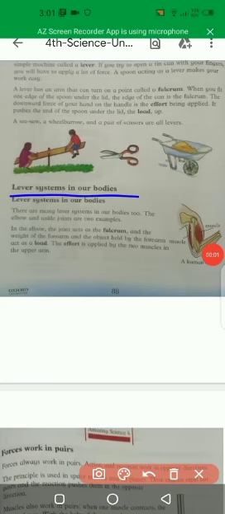Lever system in our bodies. Our elbow or ankle joint works as a lever system. In the elbow joint, the joint acts as the fulcrum. The weight of the forearm is the load and the effort is applied by muscles. So we can say the elbow joint of our body acts as a lever.